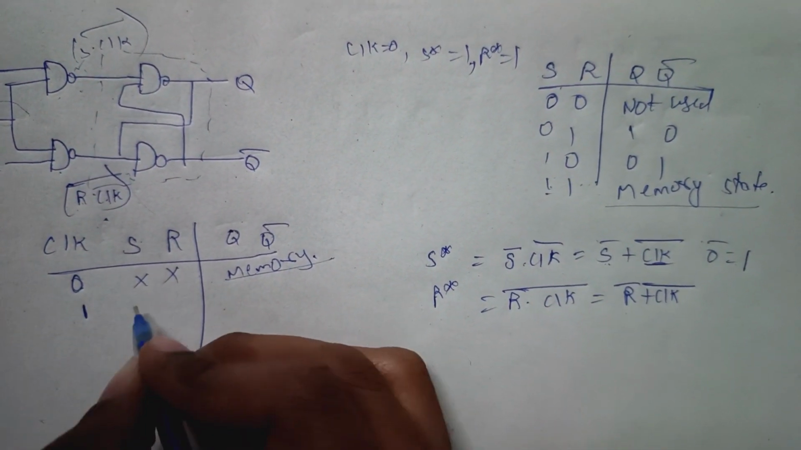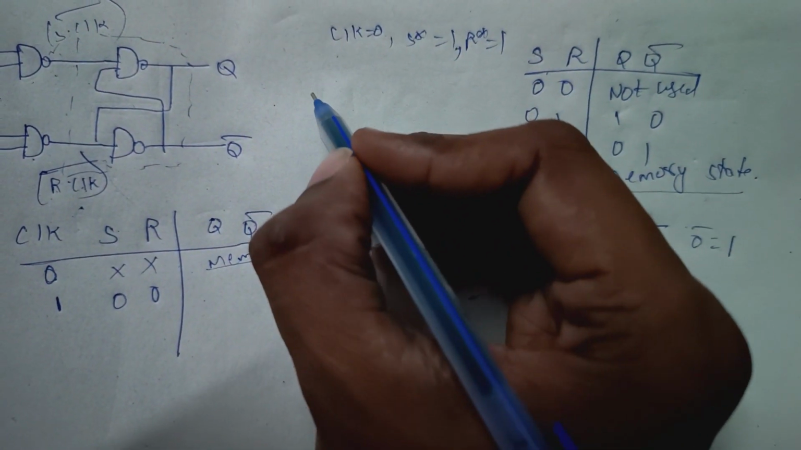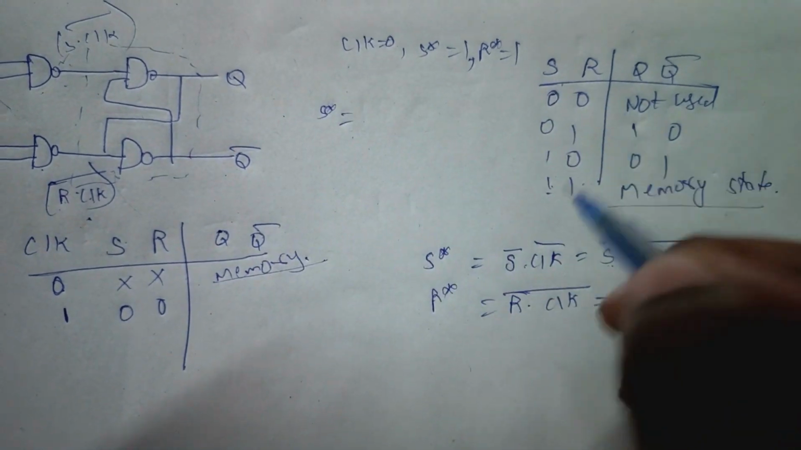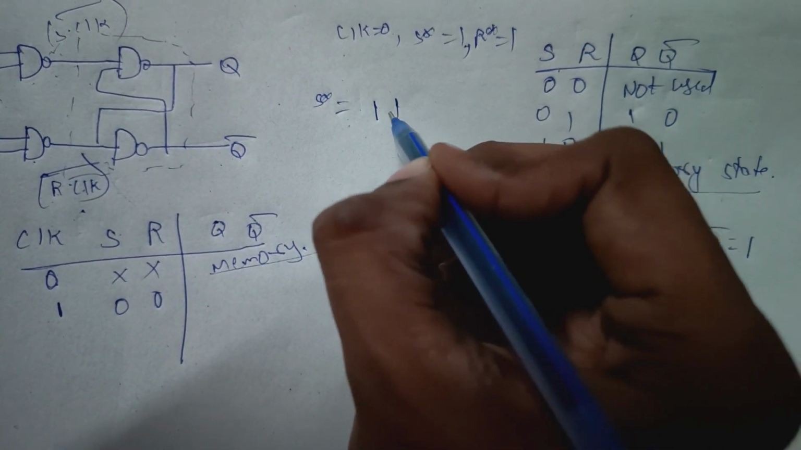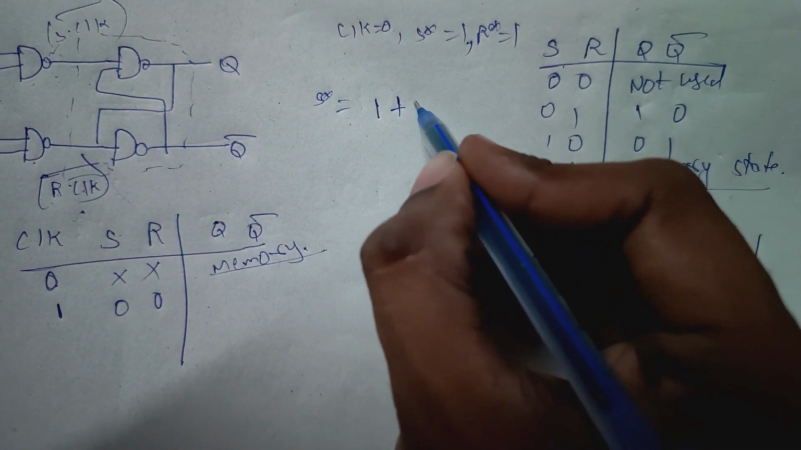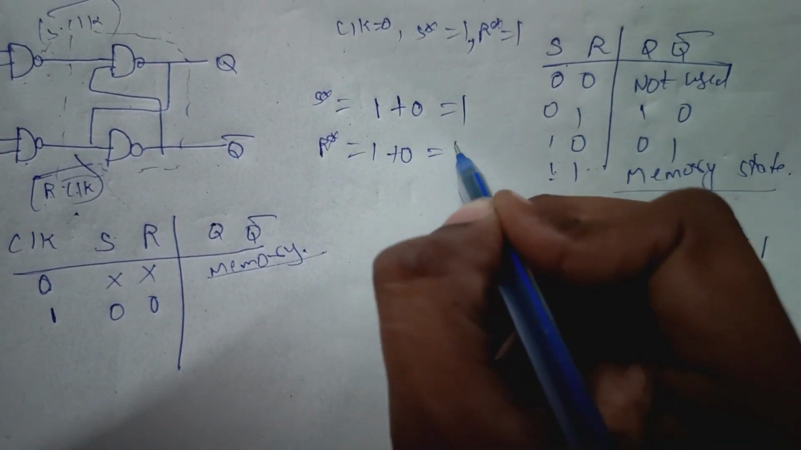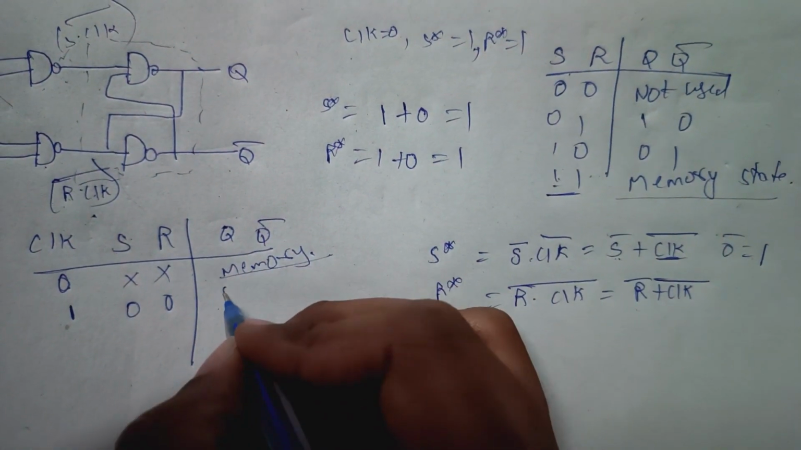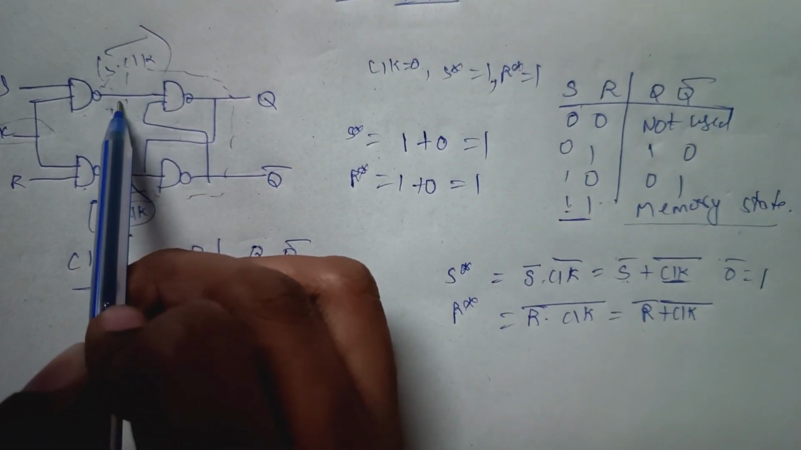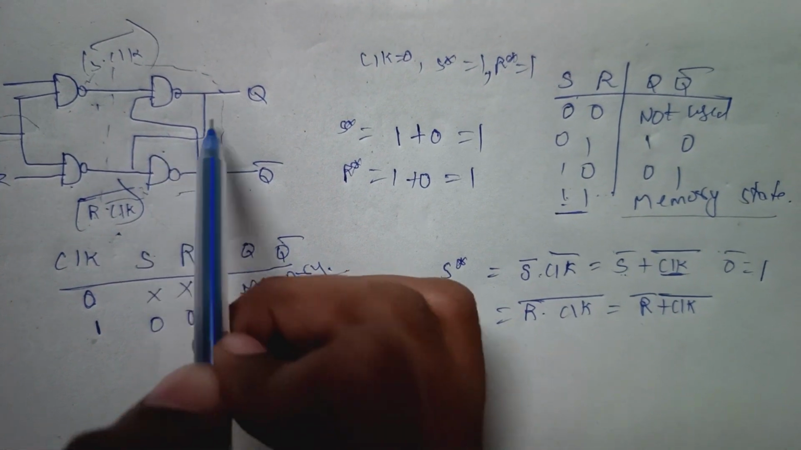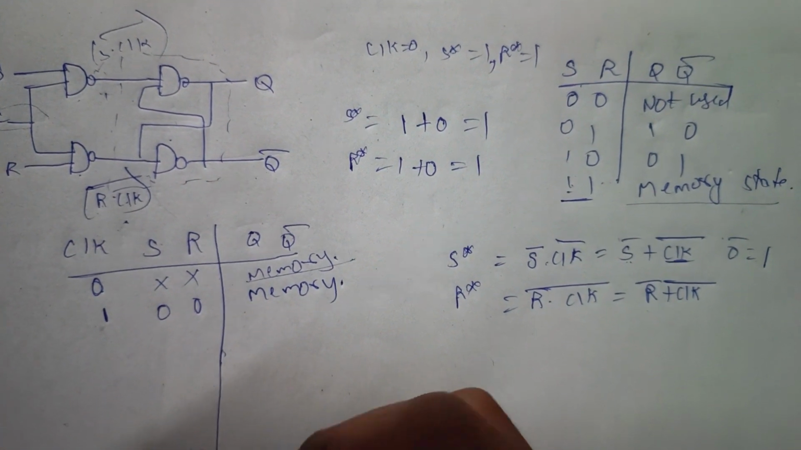Now if clock is 1 and the SR inputs are 0, 0, let us apply here. Clock is 1, so S star is equal to S bar, which is 1, plus clock, which is 1, so it will be 1, and R star is similarly 1 plus 0 is equal to 1. Here you can observe that 1, 1 means memory state. Initially we get the output at this place and we apply it to the NAND latch. Simply referring from the NAND latch truth table, we get the output states. Okay, I hope you are understanding.